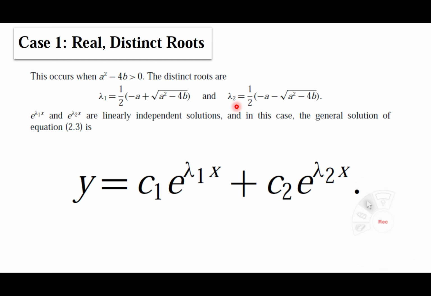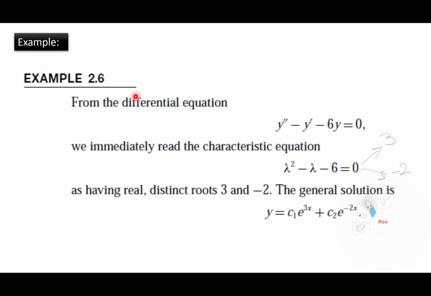Okay, so this is the first type of solution that we're going to have if the term under the radical is larger than 0, as you can see. Well, this is very nice. I think that we are ready now to have an example. Let's have an example from the differential equation.